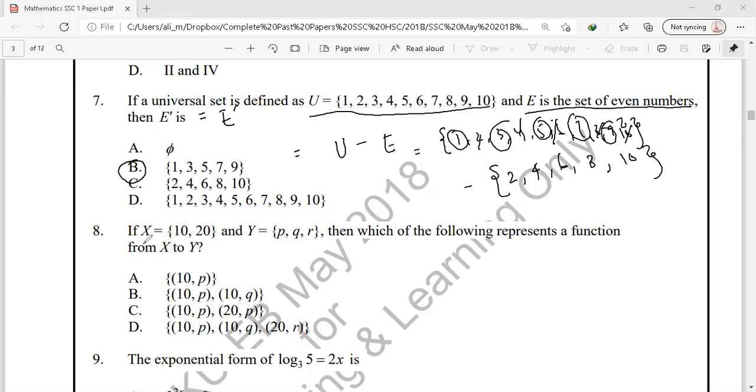Next, we have question number 8 in which two sets are given, set x and set y. Then which of the following represents a function from x to y? So for a function from x to y, it should be noted that the domain of the function should be equal to set x. The domain of the function should be equal to x and the domain should not repeat. So in this option we have the domain 10, and 10 is a part of x but 20 is not present here. It means this cannot be a function.